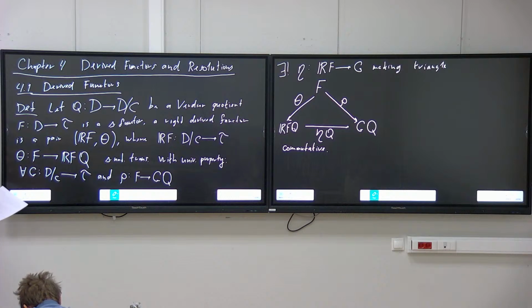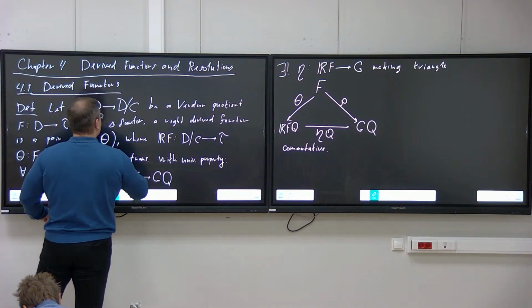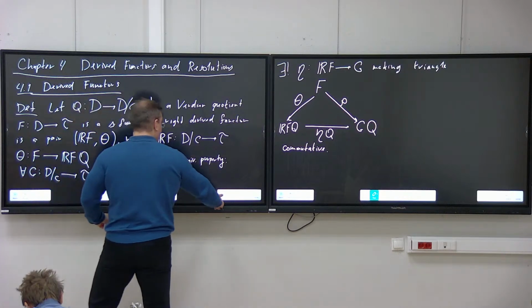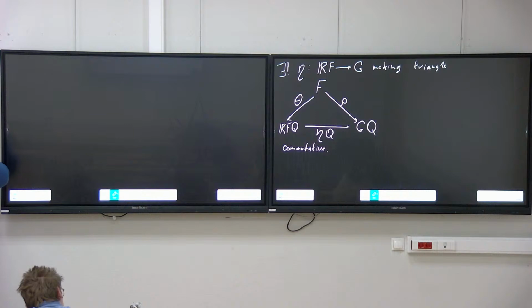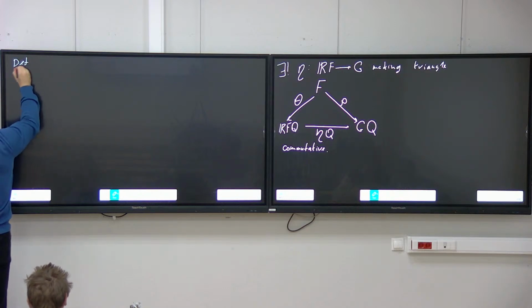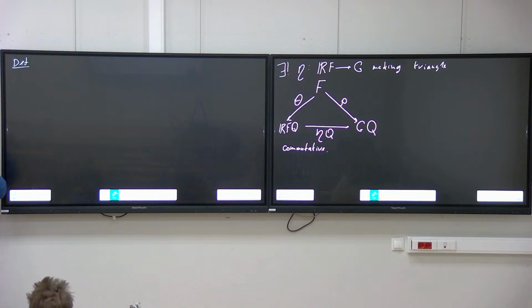Okay, so let's continue. If we don't have questions, I'm going to add a new page. And maybe there are some very easy statements, but I maybe skip them. So I understand the right derived functor is unique if it exists, up to canonical trinatural transformation. Maybe I'll do the next definition and then prove something a little bit more interesting.